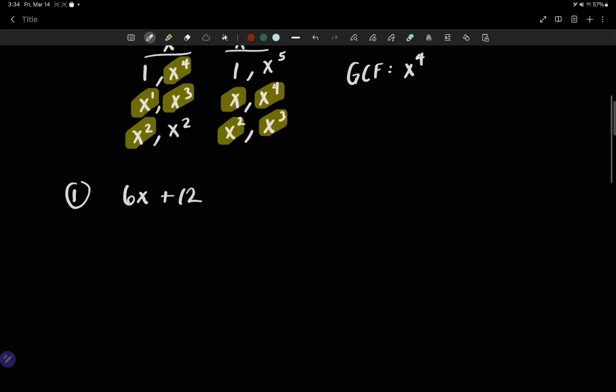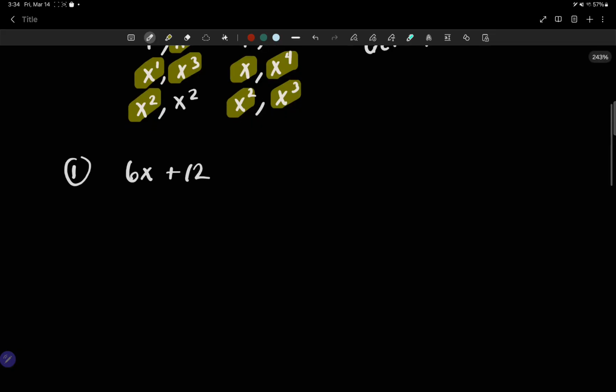Well, now we have to identify how many terms we have. Terms are separated by addition, subtraction, equals, inequality symbols. Now, with factoring, you're not going to have the equals or the inequality symbols. You're just going to have terms that are separated by addition and subtraction. So I see that I've got one addition symbol here, and there's two things that are separated by it, which means I have two terms.